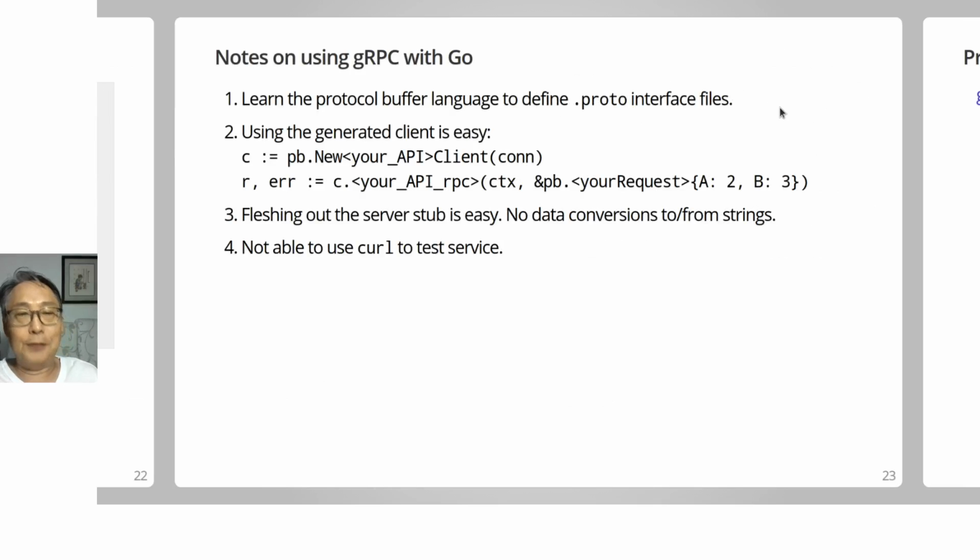So what's the difference with using gRPC with Go? First, we need to learn the protocol buffer language to define the proto interface files. Using the generated client is quite simple. You call your API client, give it a connection, then you call your service and give it your parameters. Fleshing out the server stub is much simpler than with OpenAPI generation, because there are no conversions to and from strings. It's native Go. There is a drawback. You cannot use curl to test the service.